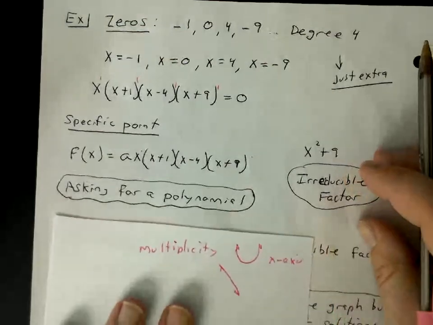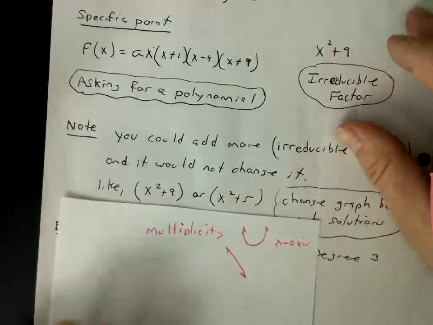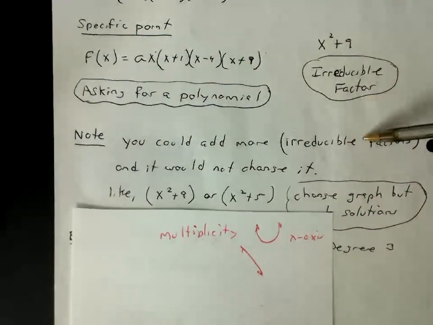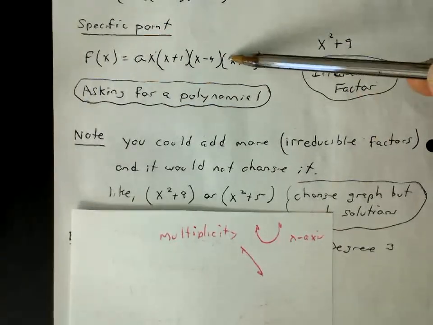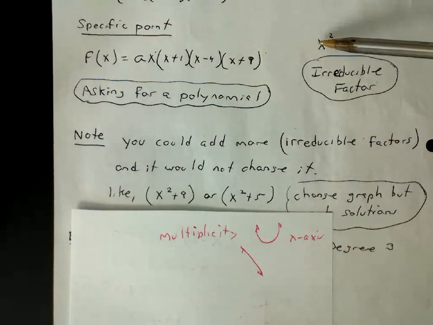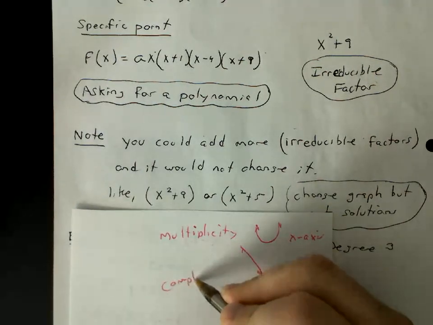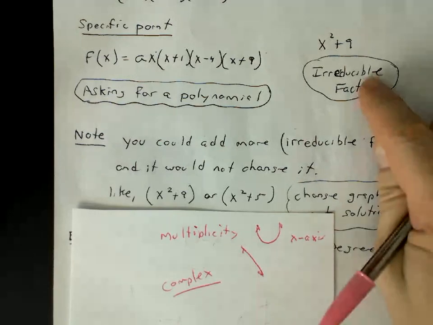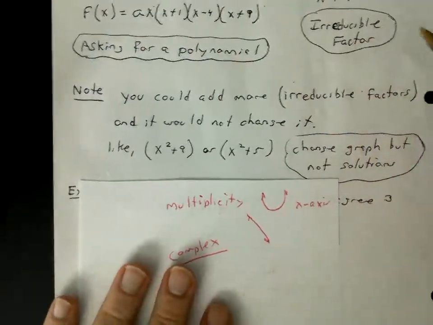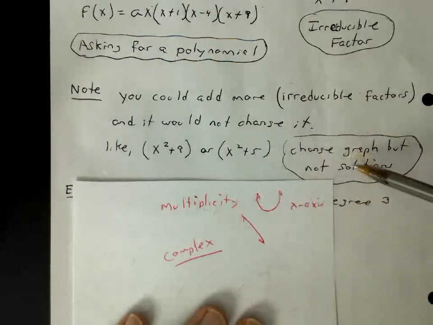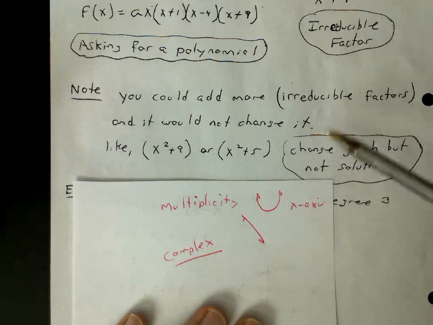So you're asking for the polynomial. So you could add more irreducible factors. What an irreducible factor is, I hope that you understand that x plus... if we had x squared plus 9, this is an irreducible factor. What that means is that you have what we call complex. You have a complex issue. So that's kind of what's going on. That complex issue does not really change our graph. These are our intercepts up here.